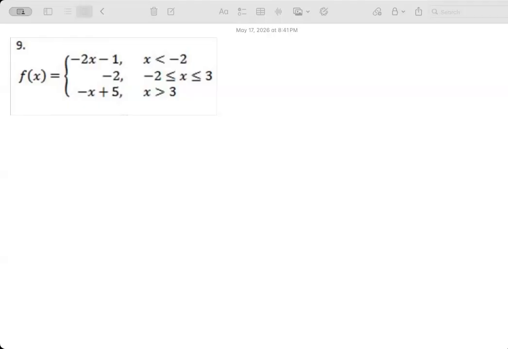How about this? I'm going to do this for you. Okay, it's a little hard. X is less than minus 2. So before minus 2, it's a linear equation, minus 2x minus 1.